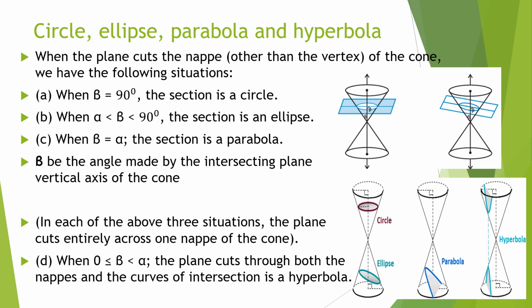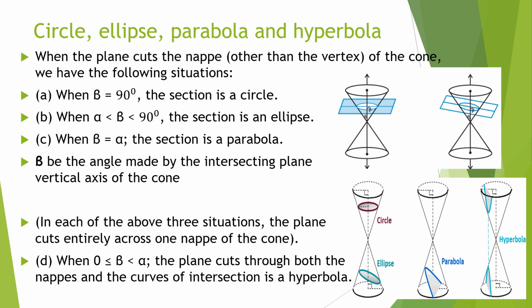Now first of all recall that alpha is the angle between L and M, the axis and the rotating line. And what was beta? Beta is the angle made by the intersecting plane with the vertical axis of the cone. So now the first case is if beta is 90 degrees, then when a plane cuts the nap of the cone other than at the vertex, the shape which is made is a circle. You can see in the first diagram.